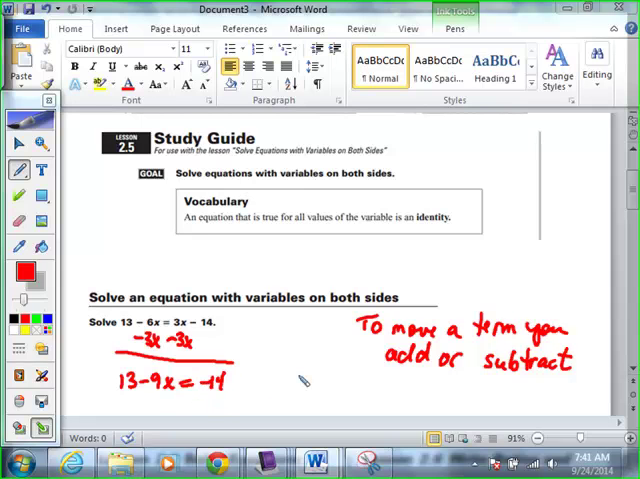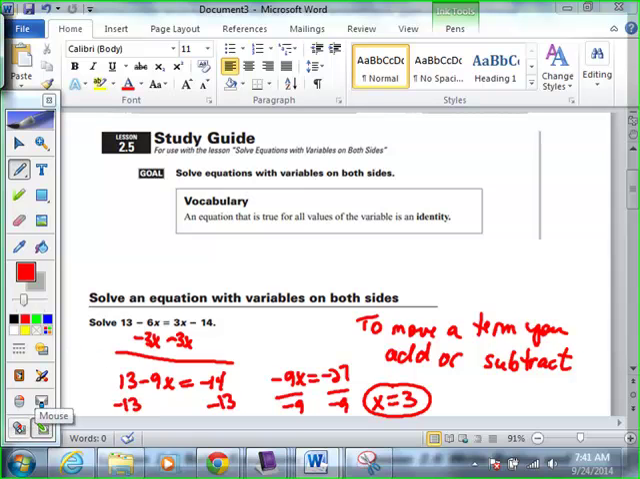Well, this is just turned into a two-step equation. So now I will subtract the 13 from both sides. I end up with negative 9x equals negative 27. Divide by negative 9, and x equals 3. I would have had the same answer if I had added 6 to both sides. So it doesn't matter what direction you take your variable term.